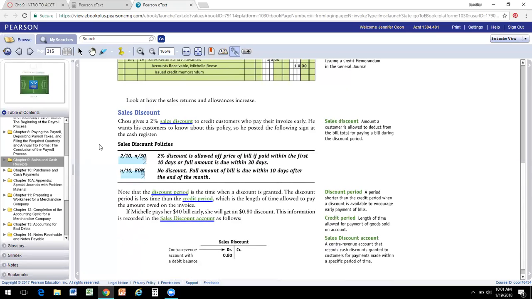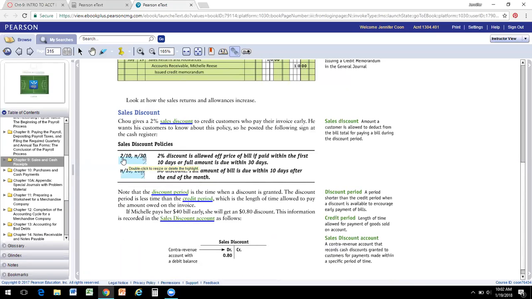So how you read this? 2% discount. The first number is the percentage of discount if it's paid in 10 days. If not, the net amount of the invoice is due in 30 days. So that's what they worded a little bit different, but anyway, that's how I say it. This means no discount, and it's due end of month. EOM is end of month.